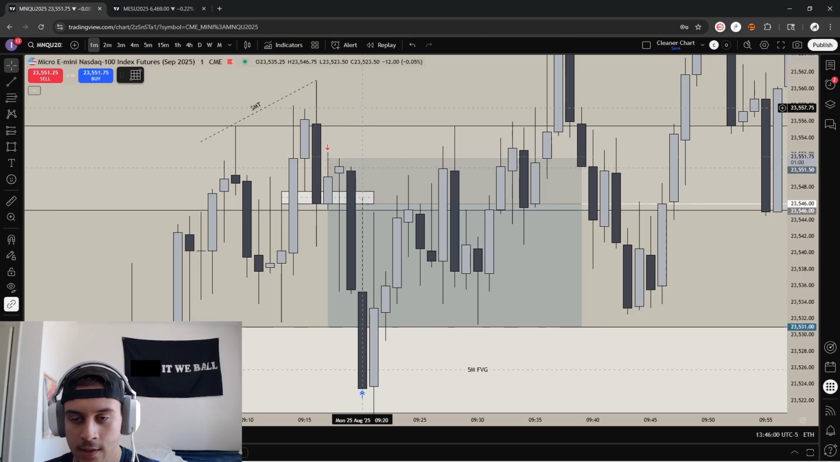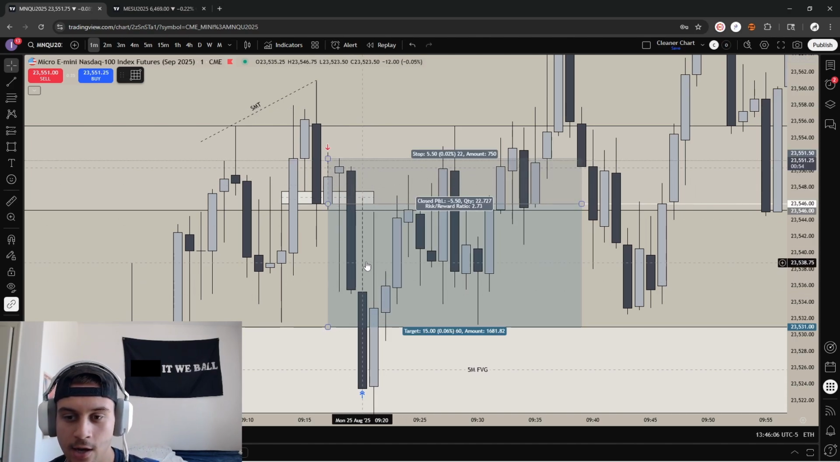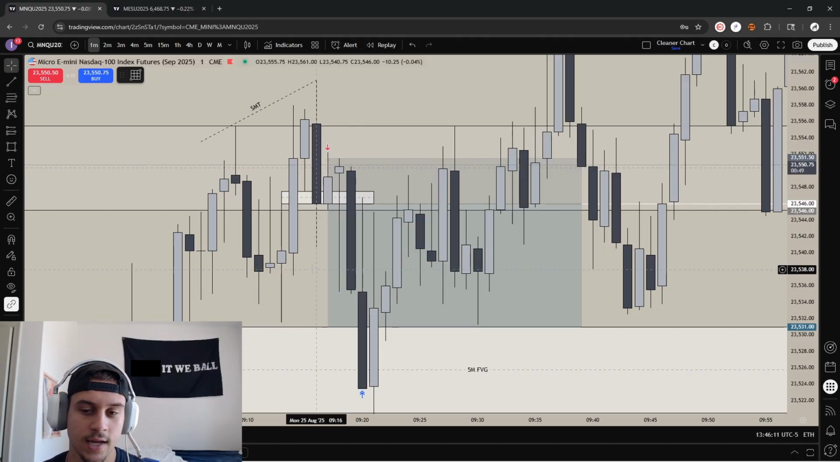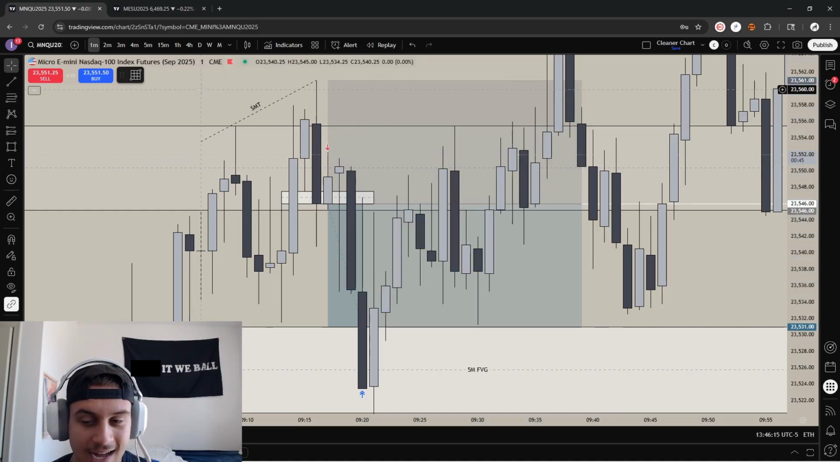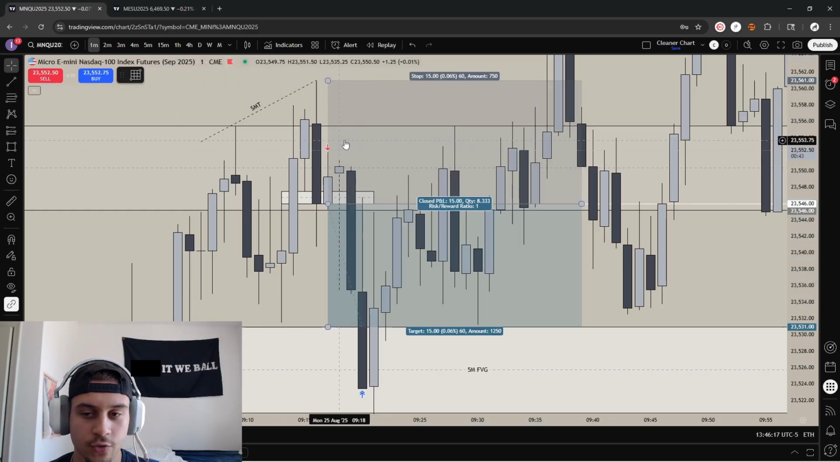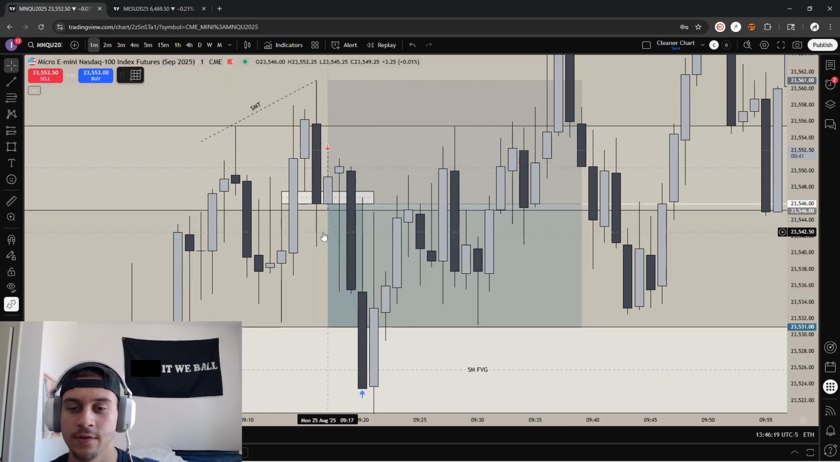Either way, in hindsight, if I did know that price was going to come back up after closing strongly down like this, then maybe I would have had stops above this high. But because it did not, I wasn't going to risk it. Had my stops at break even, so this was a zero risk trade.